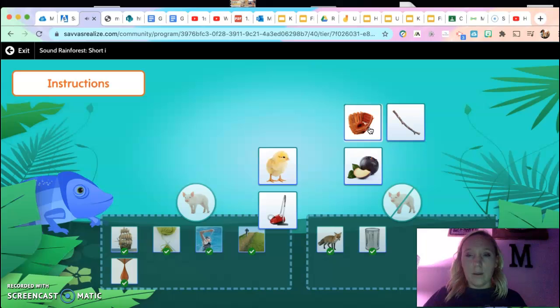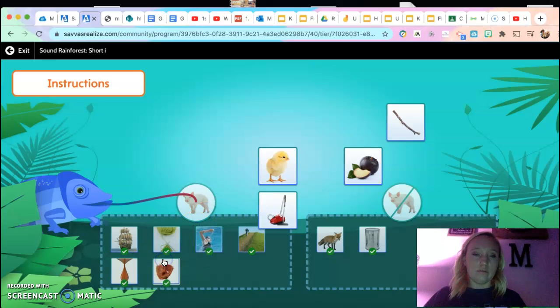Let's try another one. Mitt. Point to the column where you think it will go. Did you point to the column with the pig? That's right. Mitt.